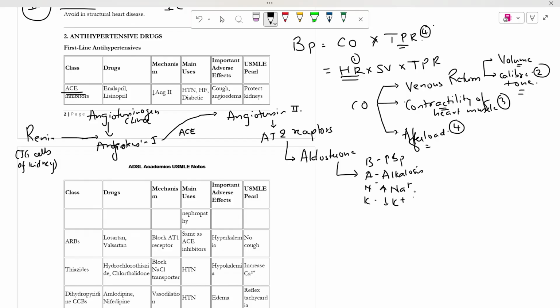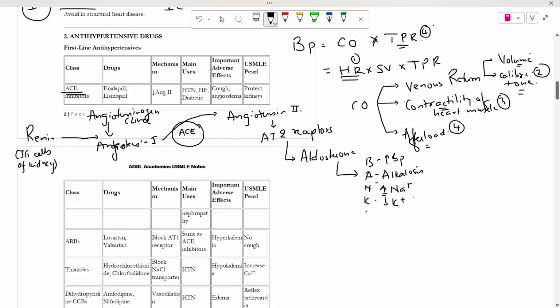All right, so ACE inhibitors, where do they work? They work on this angiotensin converting enzyme, so they will not allow angiotensin 1 to get converted to angiotensin 2. That is why they will stop this entire cycle, and as a result the blood pressure will decrease. Now, why does the blood pressure increase here? That is because there is retention of fluid. Aldosterone causes retention of fluid, so volume increases, and this causes increased blood pressure. Also, sodium is responsible for increased blood pressure.